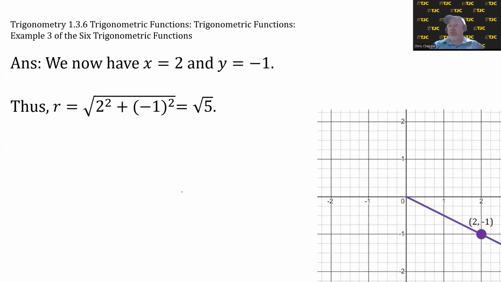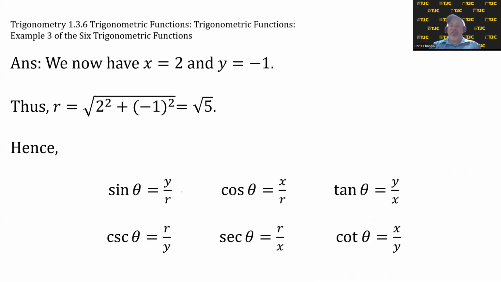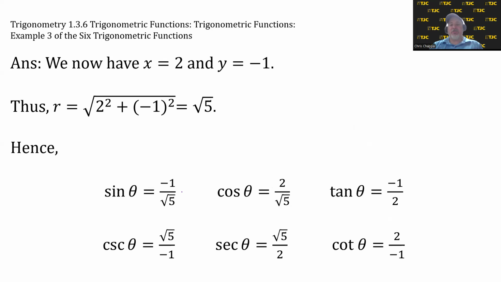So r, the distance from the point to the origin, is the square root of the square of the x plus the square of the y, which gives us the square root of 5. Hence, we can set up our trig functions. Again, here you see all 6 definitions, which you need to know. And substituting 2 for x, negative 1 for y, and the square root of 5 for r gives us this.